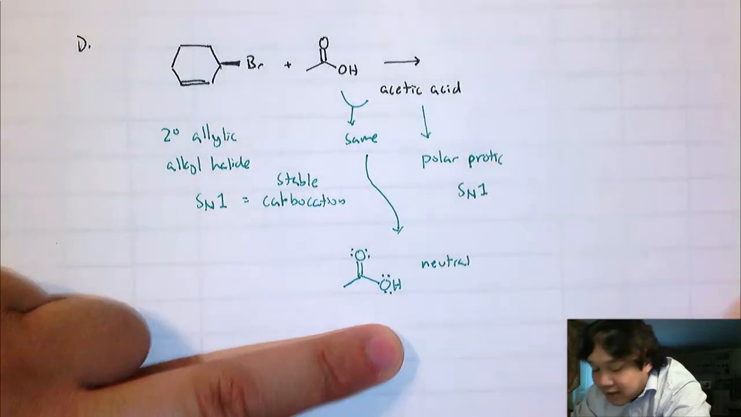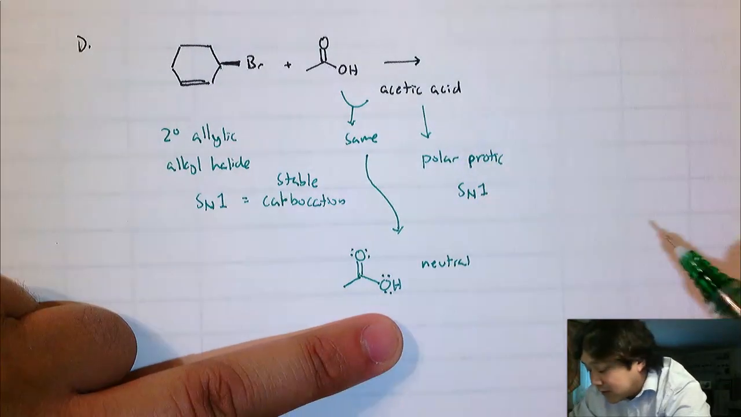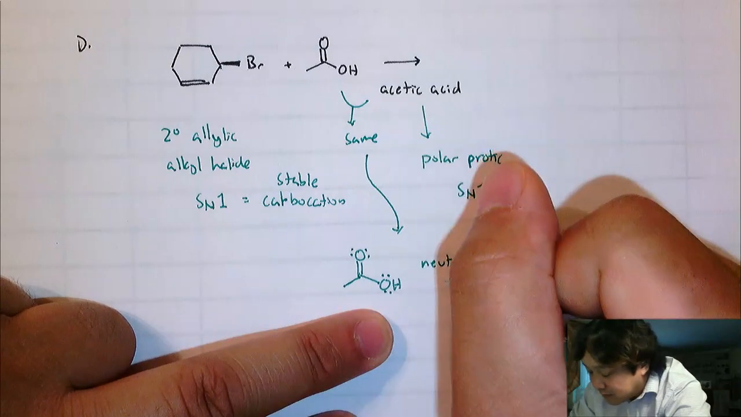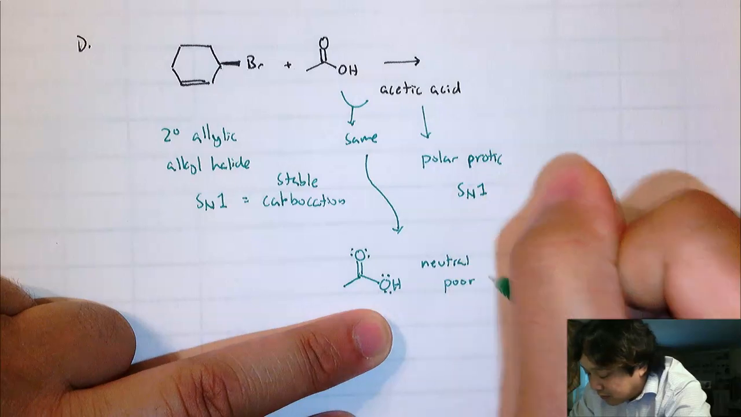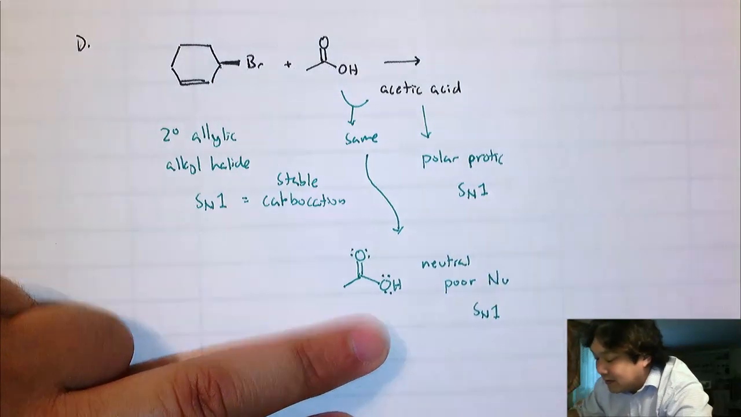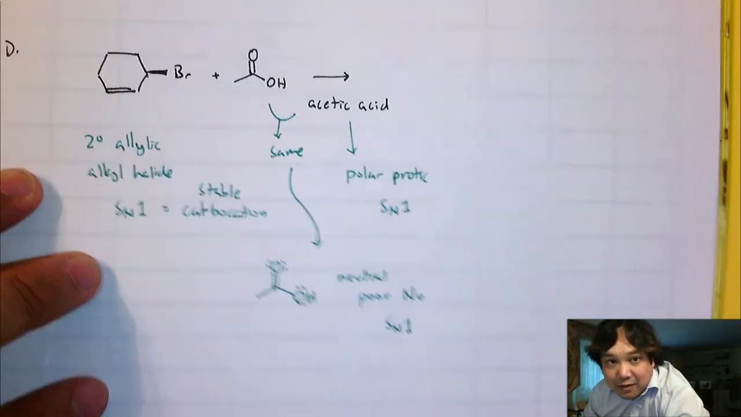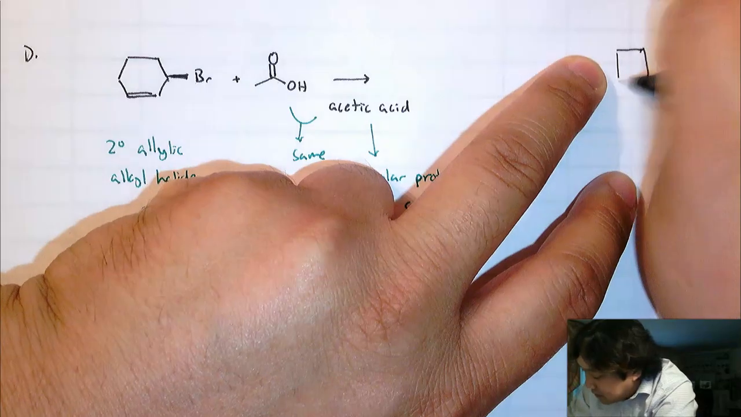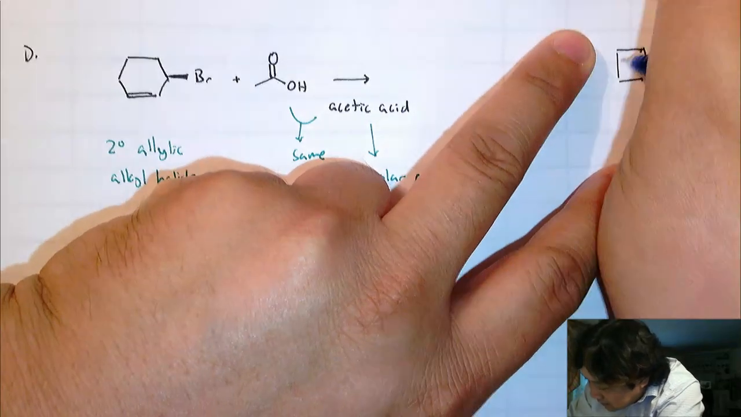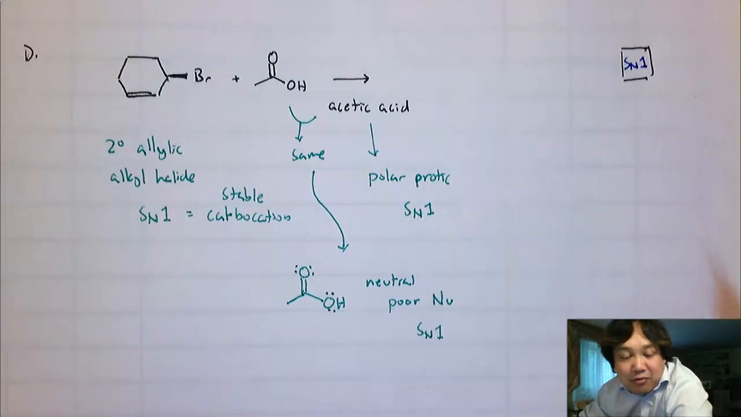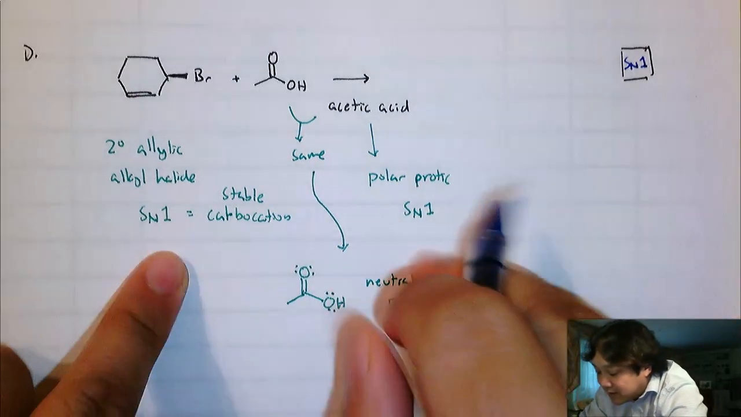What do we say? How does that affect the nucleophilicity? Neutral molecules are typically poor nucleophiles. That tells me SN1. Alright, before I forget, on an exam, SN1. Okay, SN1. Product. SN1 means scrambling.